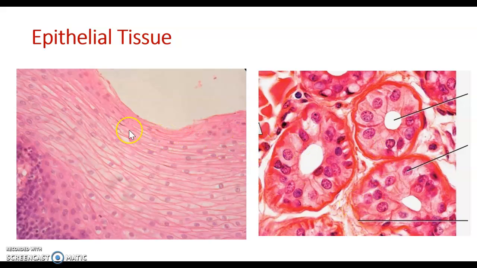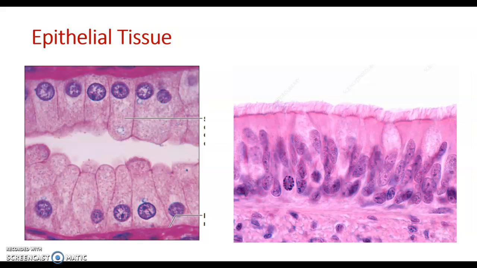So here we have a stratified, multiple layers of squamous epithelial cells, squished and thin. Second, we've got examples of cuboidal epithelial cells. This is specifically a glandular structure oriented in those rings, specialized in secretion. And then here's a really clear example of columnar epithelial cells. That's the lining actually of our trachea.